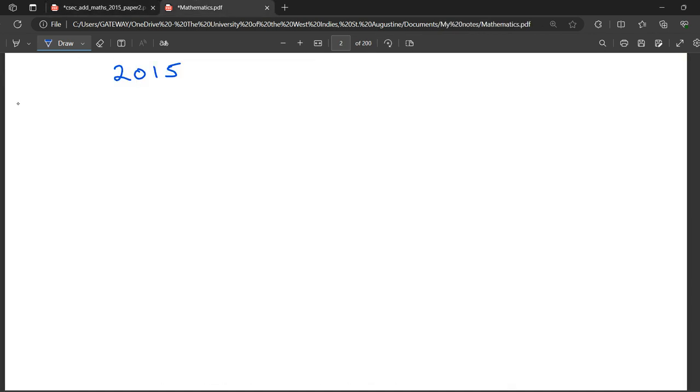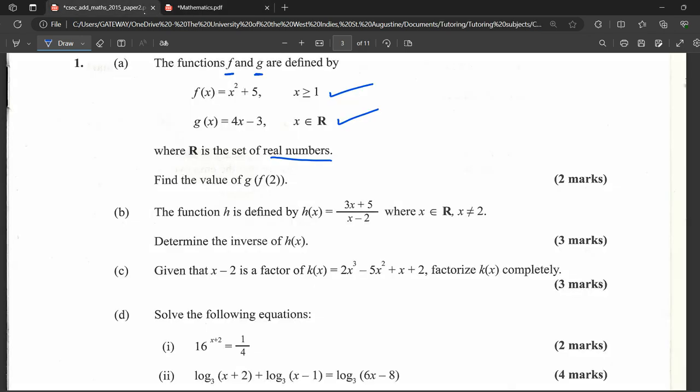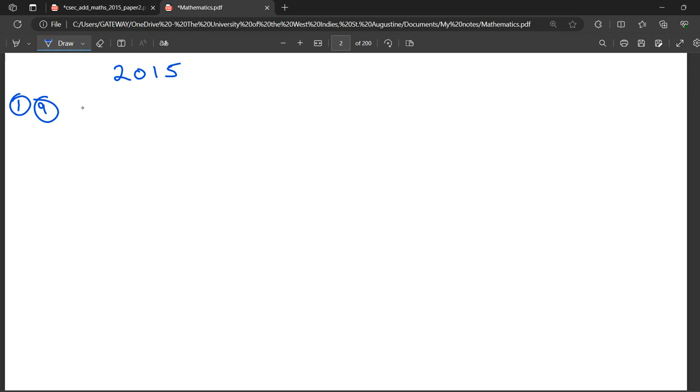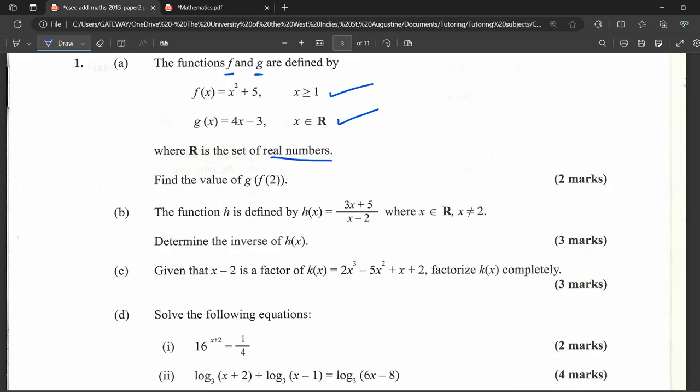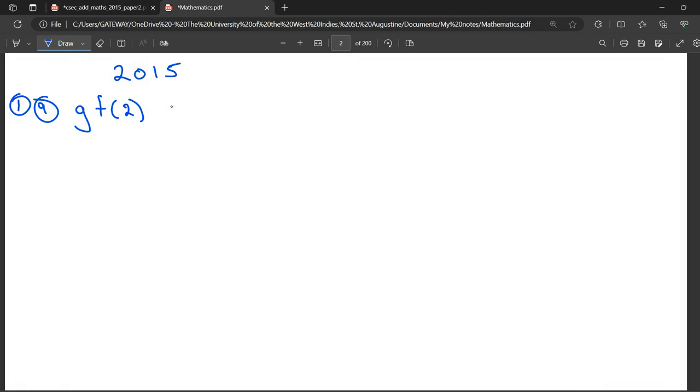Question 1a. g f of 2. By looking at this, you need to realize that this is a composite function. So what you have to do here first is work out f of 2 first.